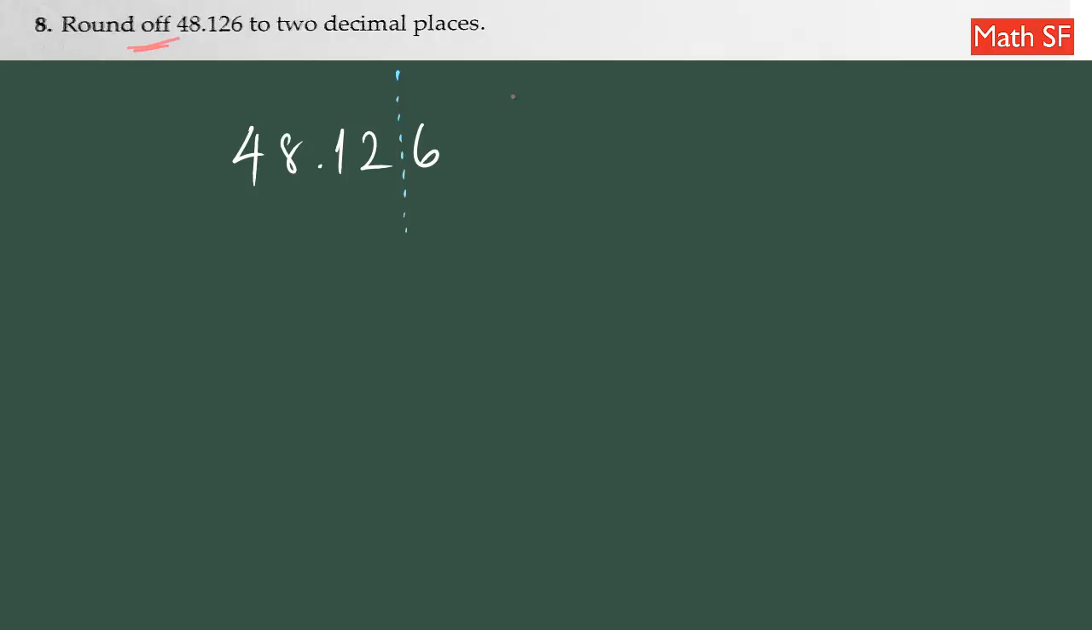To round off means that we need to check if the number that lies here is going to be 5, 6, 7, 8, or 9. In this case, it happens to be 6. Therefore, we're gonna go one more number. So we're saying that this number is closer to 48.13. That's what we're rounding off. So if it's one of these numbers, you're pretty much going up 1.